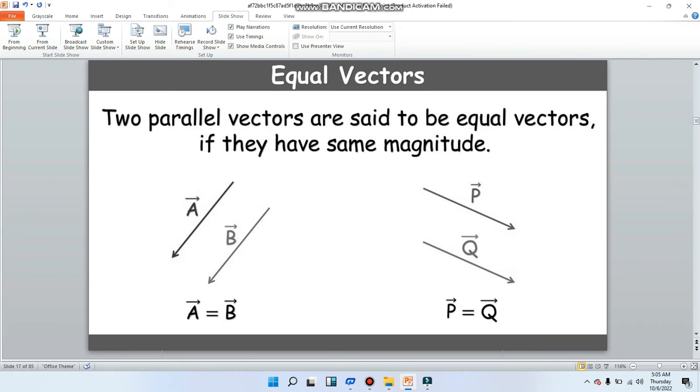Next, equal vectors. Two parallel vectors are said to be equal vectors if they have same magnitude. For example, A and B are two parallel vectors in the same direction, also have same magnitude. That's why they are called equal vectors. Similarly, the vector P and Q are in the same direction with equal magnitude. That's why they are called equal vectors.